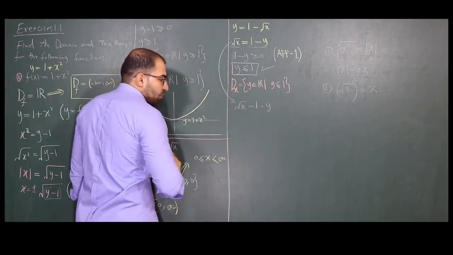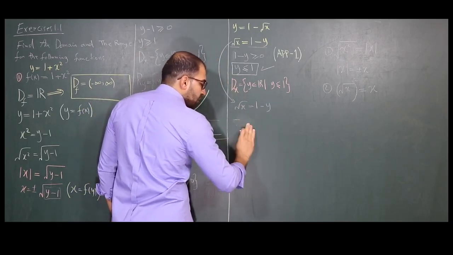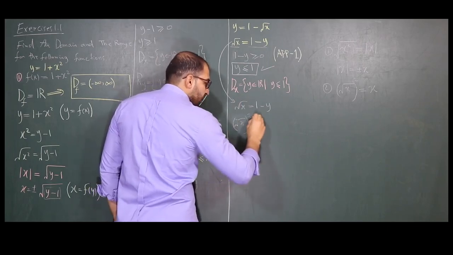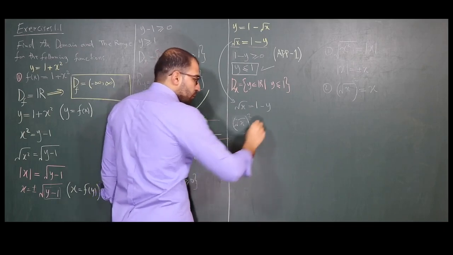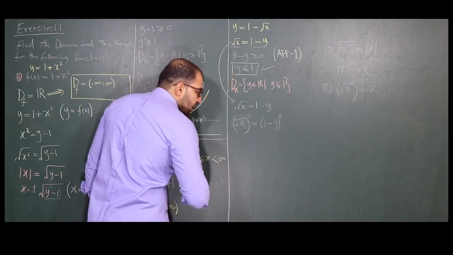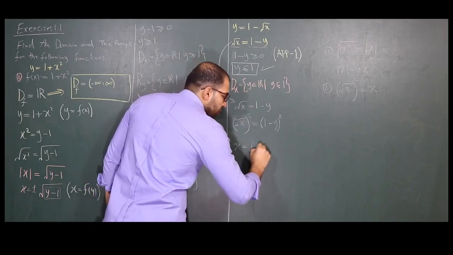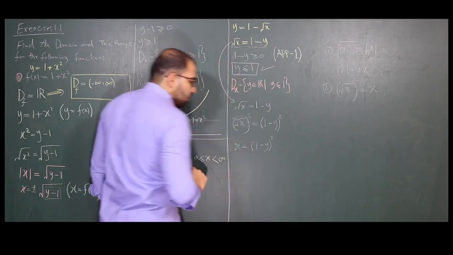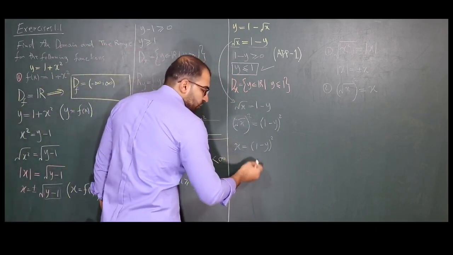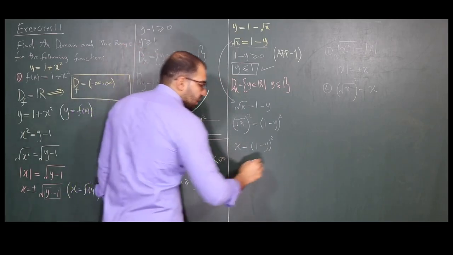So I'm going to square both sides. I'm going to get x squared equal to, going to square this expression, so the square root to x squared equal to (1 minus y) all squared. What I'm going to get right now is x equal to (1 minus y) all squared. Okay, so to find the range, y has no restrictions.